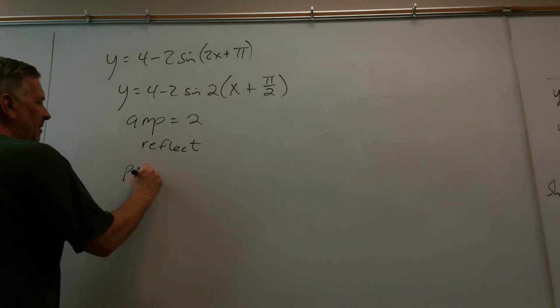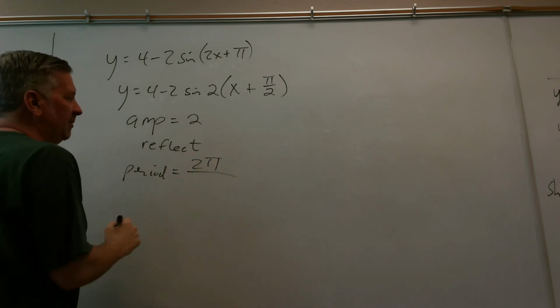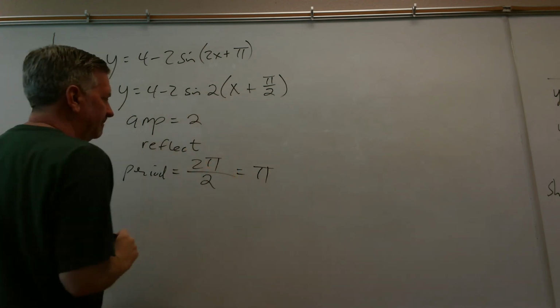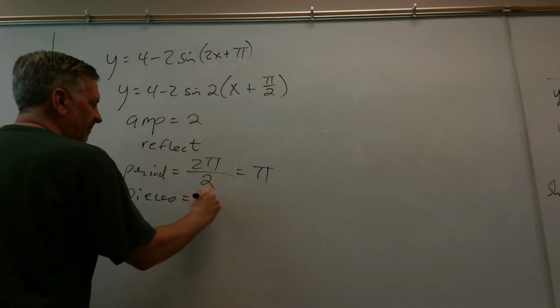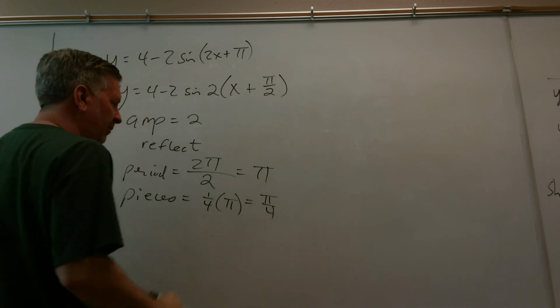Now what about the period? The period is 2 pi, the original period, divided by the coefficient of x, so that's 2, which is pi. And then for the pieces, you take 1/4 times the period, and you get pi over 4.